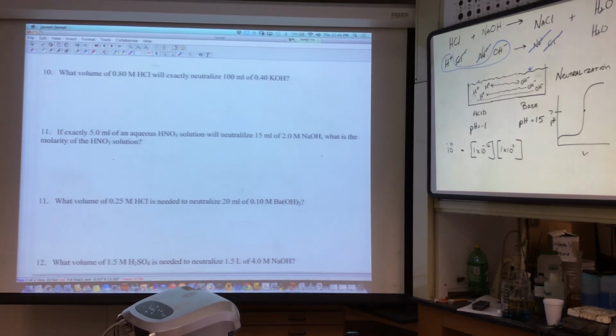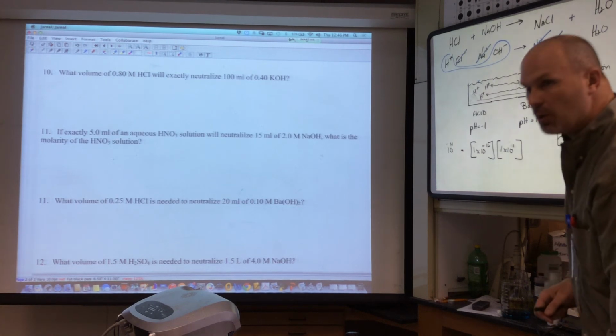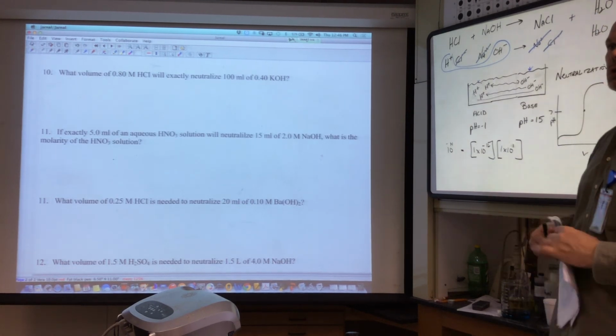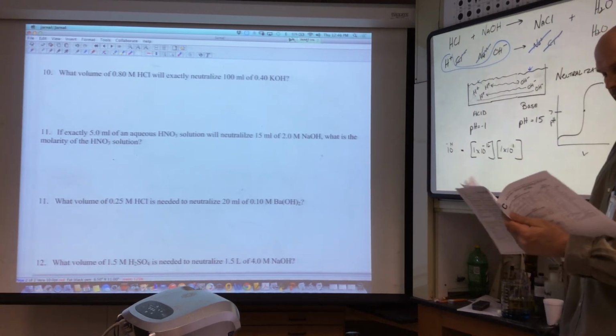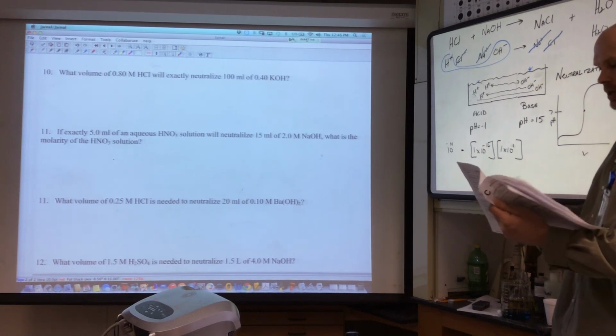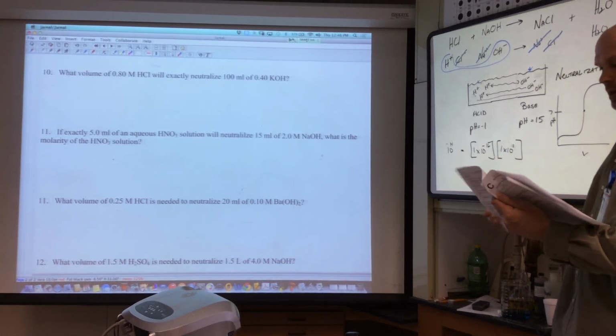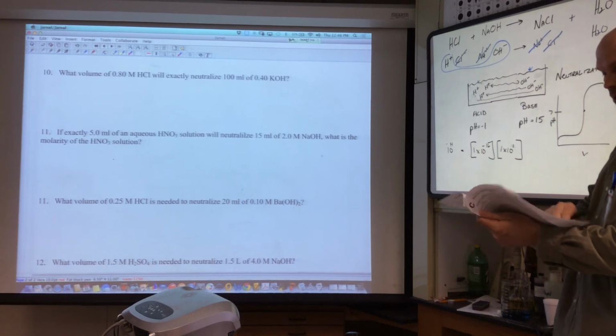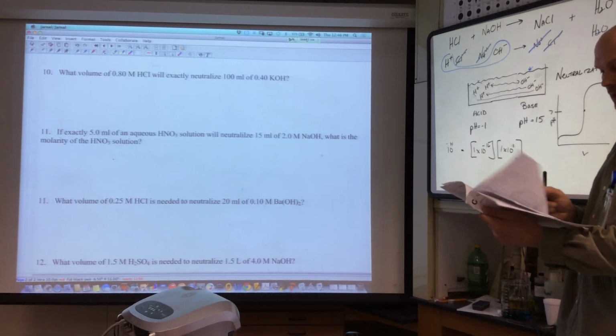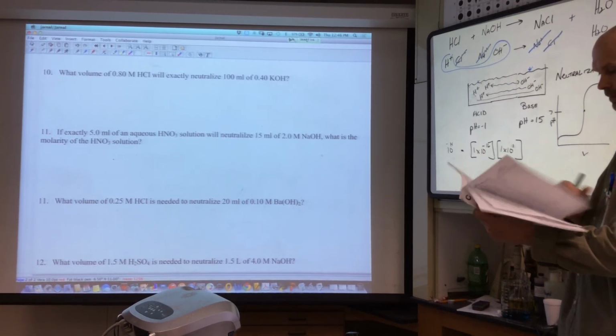Number 10. I introduced to you a brand new reaction called neutralization or titration reaction. Okay, now pay attention. This is not hard. It's the last little piece of this unit, and we're done with this unit. We're going to have another test over the weekend.